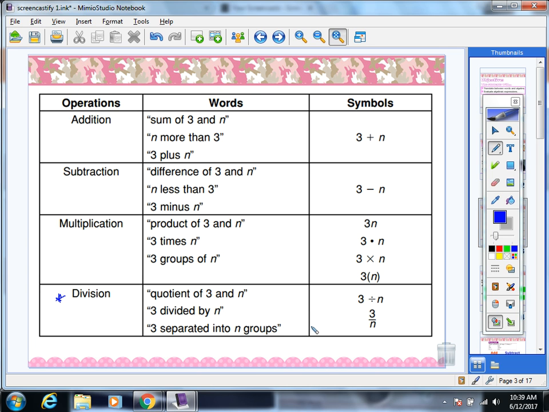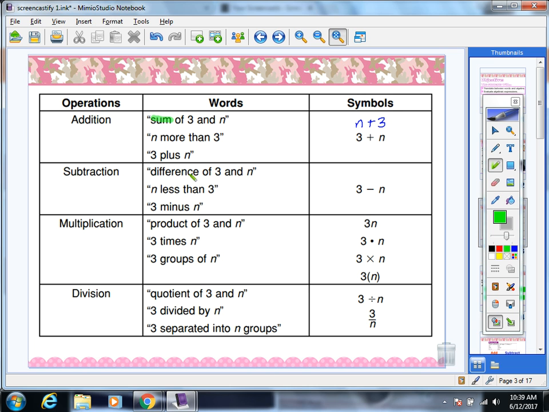It is really important that we learn key terms to identify addition, subtraction, multiplication, and division. Addition, the sum of n and 3, or the sum of 3 and n. Both would be written as 3 plus n or n plus 3. Those are equivalent. And more than 3 and 3 plus n. Those are all different ways to say this expression.